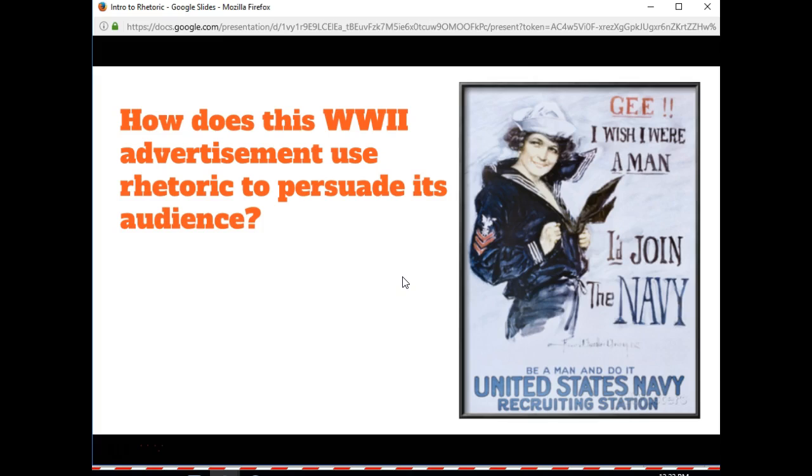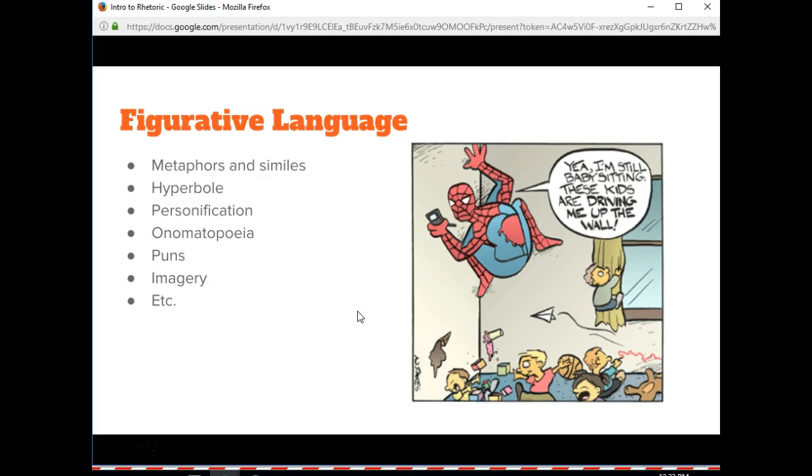Could it also be using logos, logic? Yeah. Because she's saying, I wish I were a man, I'd join the Navy, right? So then the men would logically be persuaded like, well, if a woman would join, then I sure as heck would join. Could it also be ethos? Yeah, you could say there's appeal to credibility because she's wearing a sailor suit.